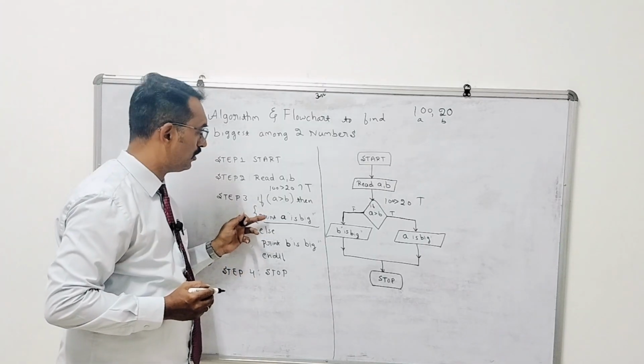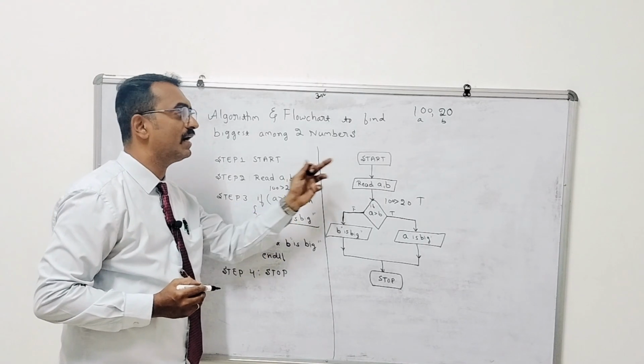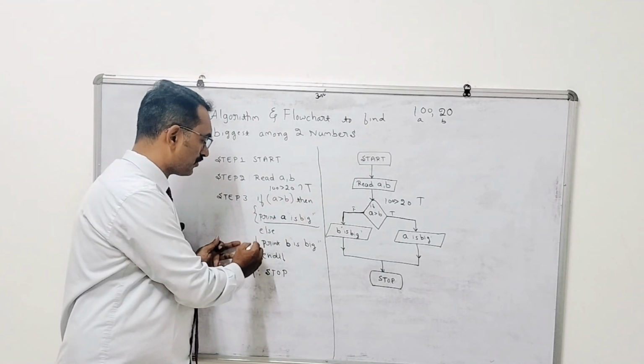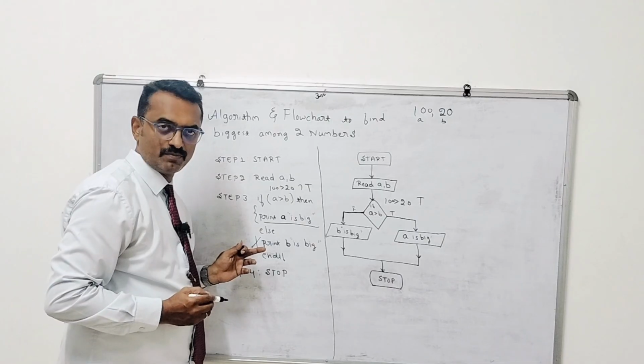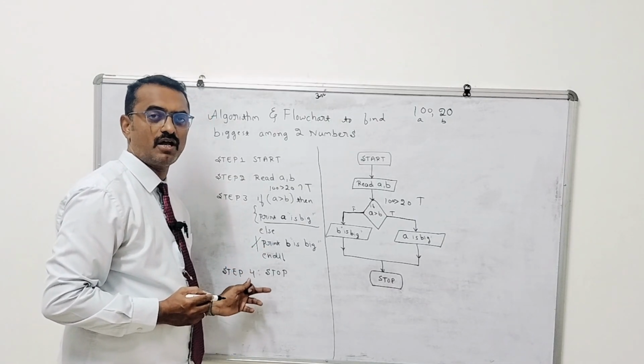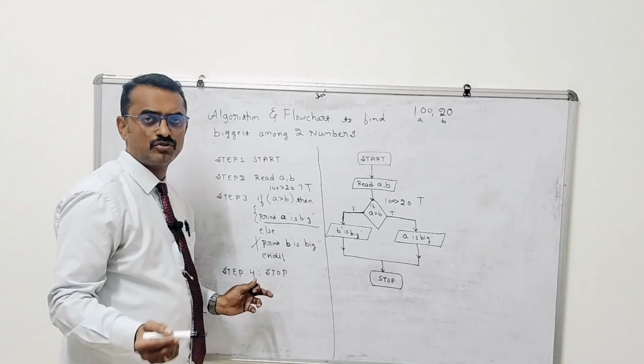So what is there in the true block? Print A is big. A means 100 is big will be printed. So once the true block will be executed, we will not execute the else block. Okay, and the next step will be stop. So this is how I can solve the algorithm to find out the biggest among two numbers.